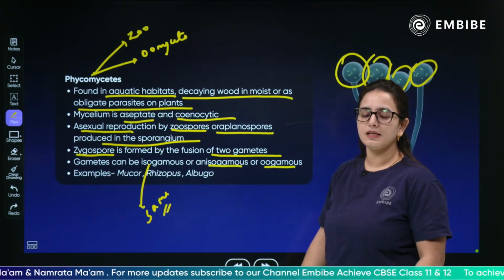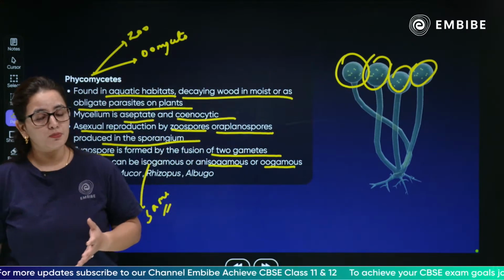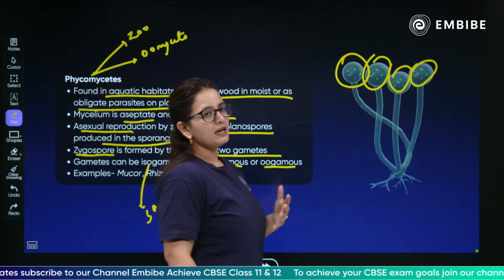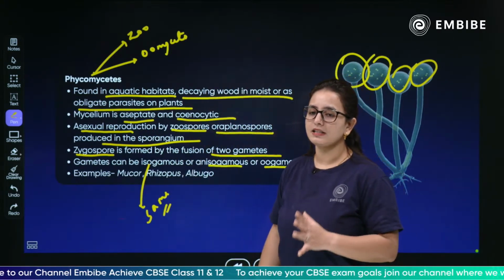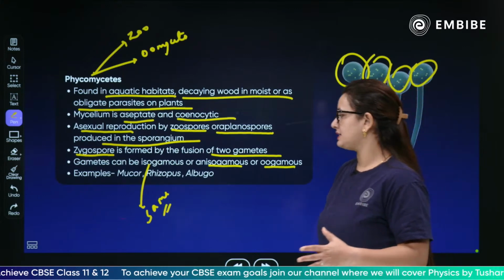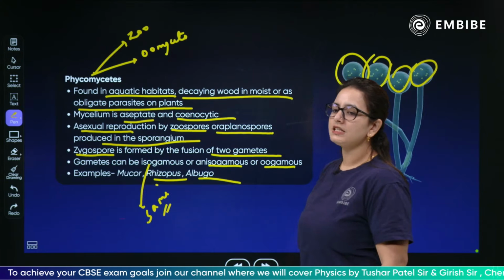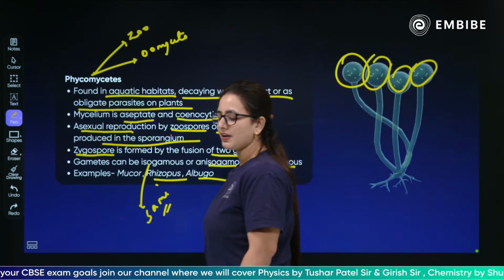The gametes can be of the same structure or similar morphology, or they can be completely different from each other, yet they show fusion. The examples of the phycomycetes are Mucor, Rhizopus and Albugo. So these are a few characteristics of the phycomycetes.